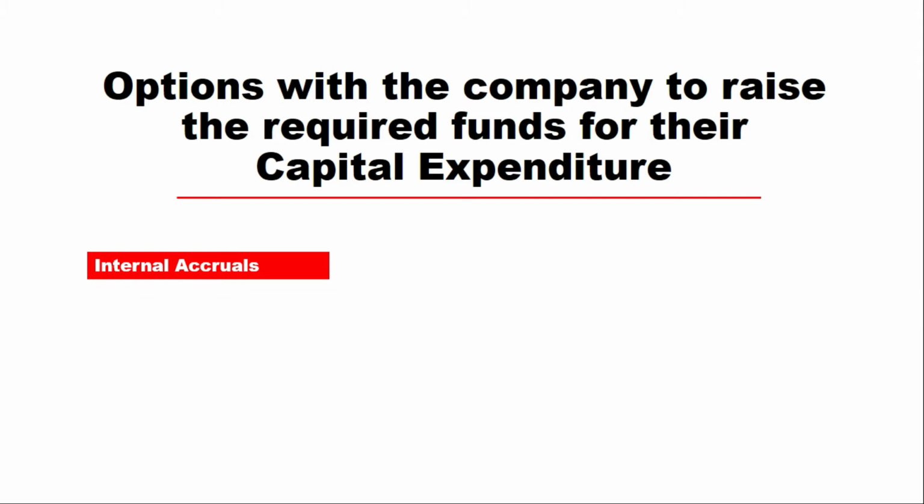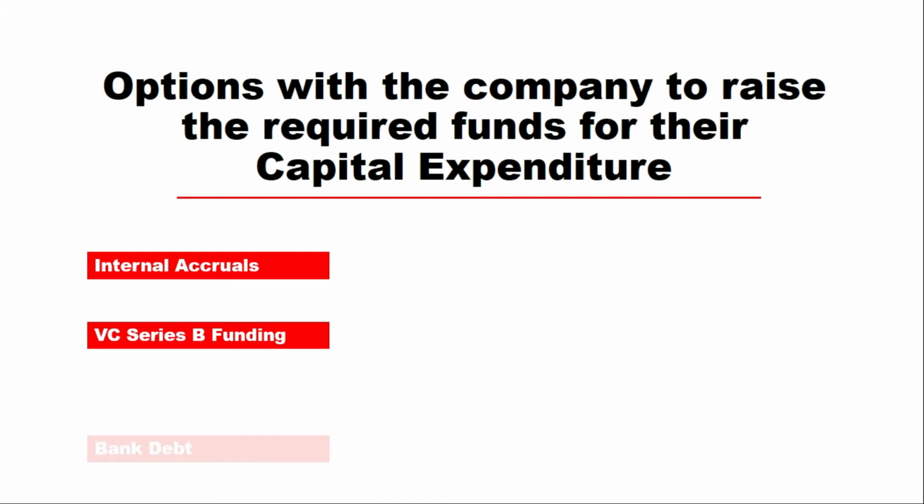1. The company has made some profits over the last few years. A part of the capital expenditure requirement can be funded through the profits. This is also called funding through internal accruals. 2. The company can approach another venture capitalist and raise another round of venture capitalist funding by allotting shares from the authorized capital. This is called Series B funding. 3. The company can approach a bank and seek a loan. The loan is also called debt. The company decides to exercise all the 3 options at its disposal to raise the funds for capital expenditure.